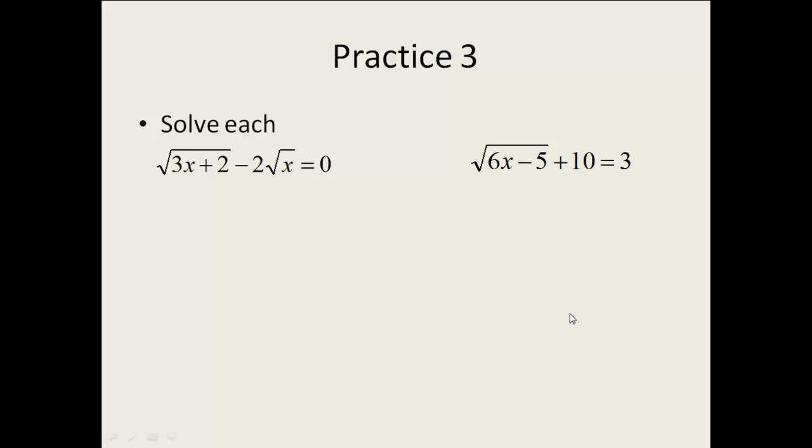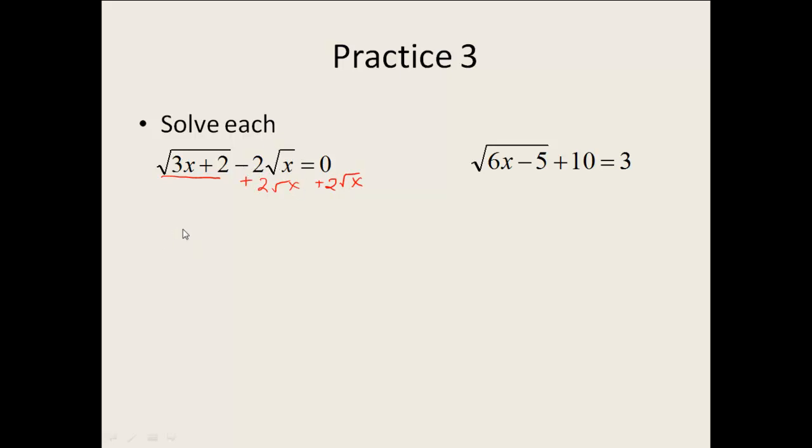These practice problems, the first one on the left here, now has two radicals in it. This is our first one with two radicals. We need to isolate one of the radicals. Well, I'm going to isolate this first one, and I'm going to do that by adding 2 square roots of x to both sides. Just like it were a regular algebra problem, I have to get rid of this quantity, and since it's subtracting it, to get rid of it, I have to add it.